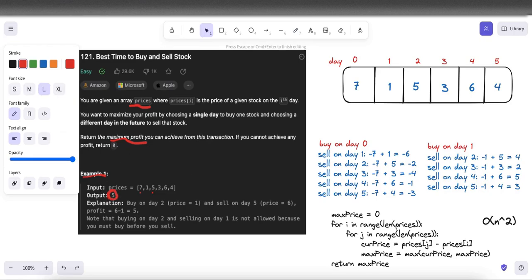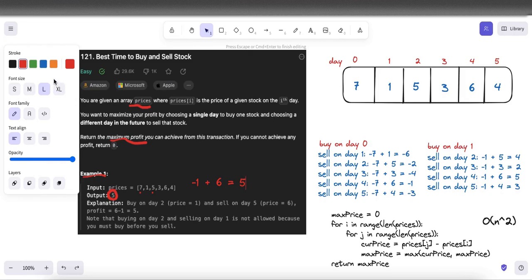And this is because, in this example, the maximum profit can be achieved by buying the stock at day 1 with a price of 1 and selling the stock at day 4 with a price of 6. Therefore, -1 plus 6 is equal to 5, and this is our maximum profit.